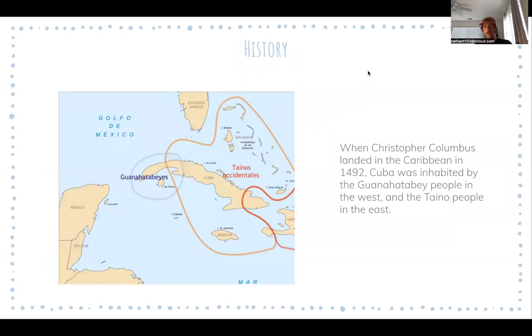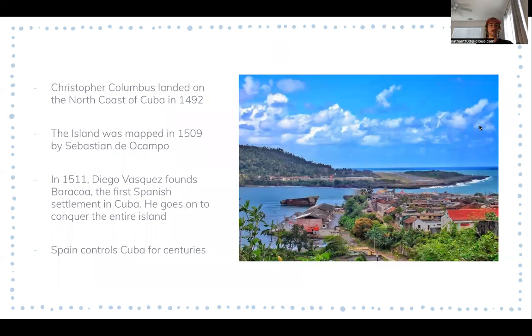Now time for some history. When Christopher Columbus landed in the Caribbean in 1492, Cuba was inhabited by the Guanahatabe people in the west and the Taino people in the east, as is shown on the map. Christopher Columbus landed on the north coast of Cuba in 1492, as I just explained.